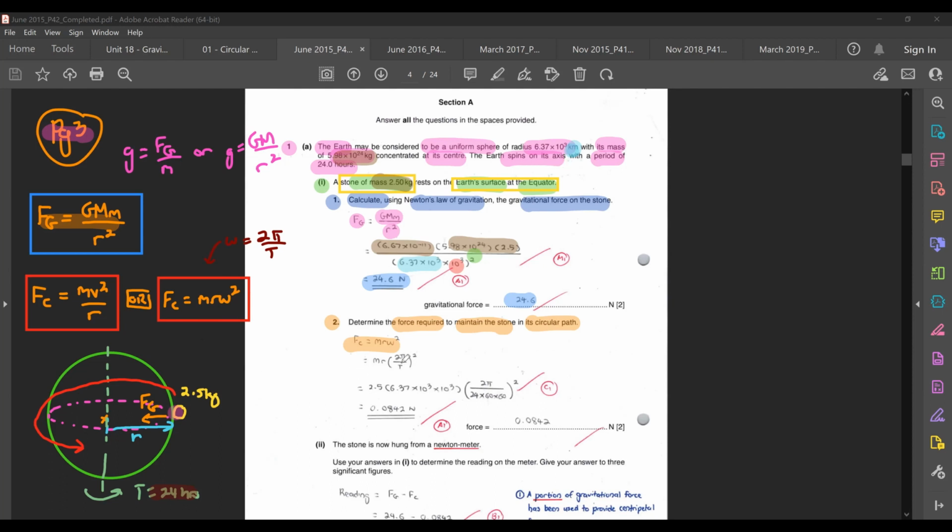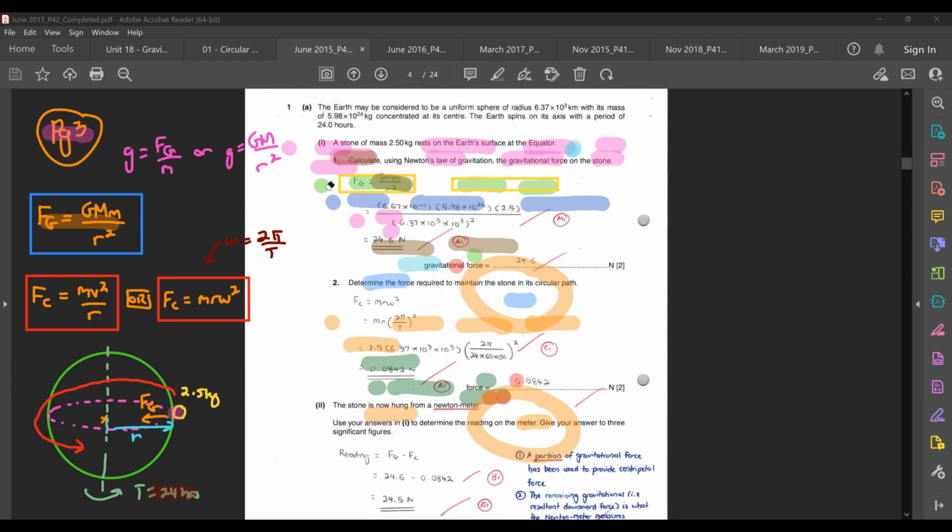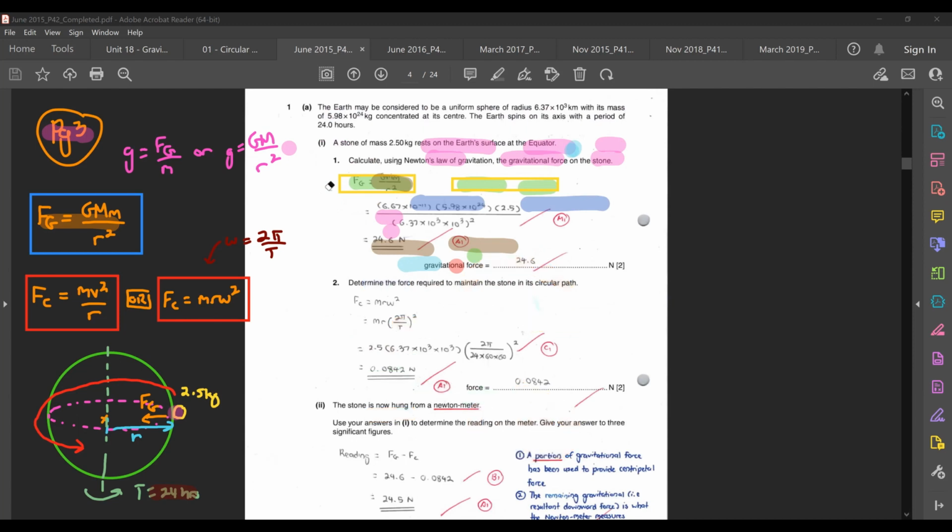So from there, just sub in the relevant quantities, right? Your mass is 2.5, your distance, remember to change it from kilometer to meter, and then your period, you remember to change it from hours to minutes to seconds, so you have to multiply with 60 two times. And don't forget to square. Eventually, you will get your answer as 0.0842 Newton. Okay, so the first one that you found above was the gravitational force. The second one that you found here is actually your centripetal force.